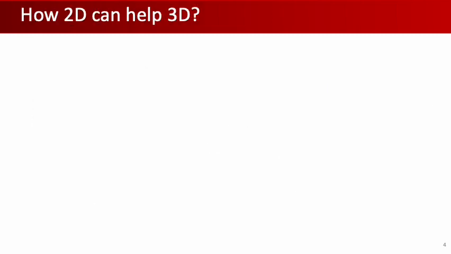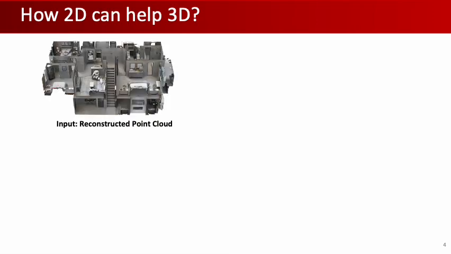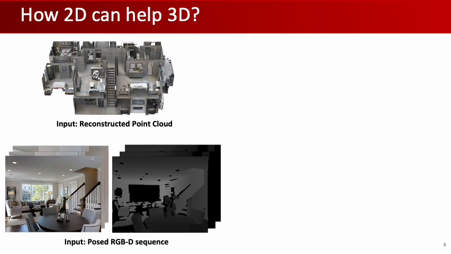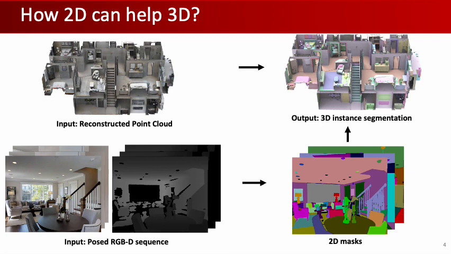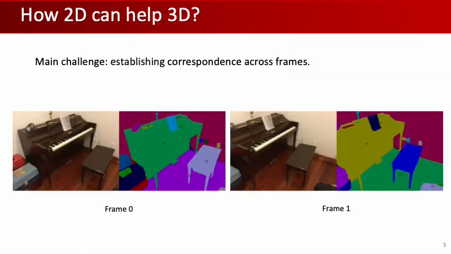To leverage 2D models, we input a reconstructed point cloud alongside a posed RGBD scanning sequence. We use 2D models to extract instance masks from images and then merge them into 3D instances. Yet, a key challenge in this 2D to 3D approach is the inconsistency of 2D instance IDs across frames. For example, the IDs for the same object, like a piano, differ between frames.